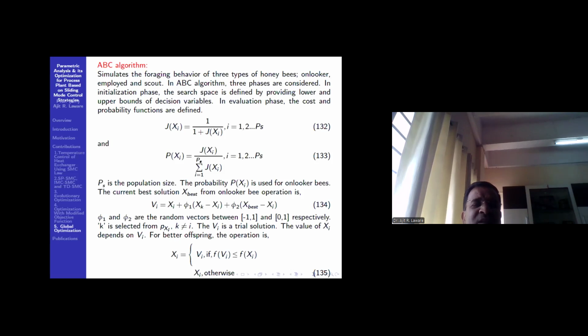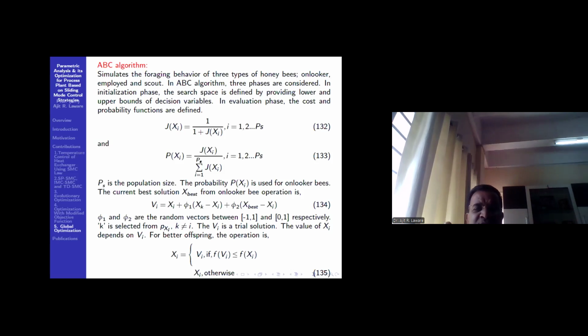So this is the natural example, and based on that, this ABC algorithm works. Here, in technical language, the probability functions are defined. Actually, there are 3 types of stages. Initialization is related to the employed bees. The search phase is related to the onlooker bees, and the scout discards the bad honey, or the bad solution. Some best solutions are preferred by the onlooker bees.